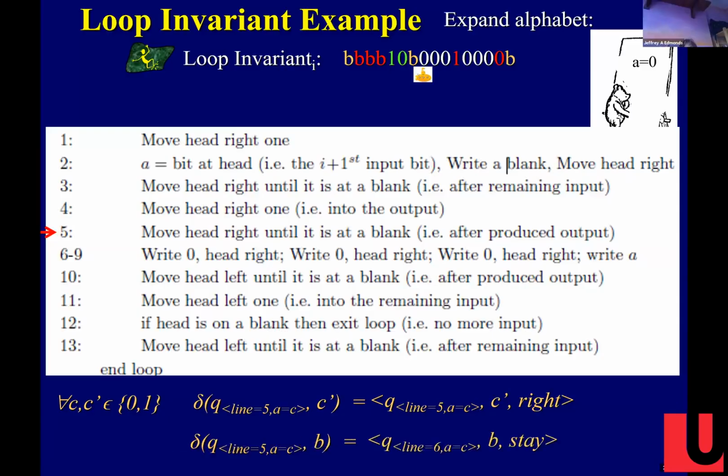Here is an example where I tried to make this easier by having it stay. I could have gone on to line 7, but instead to make it easier, I said if I'm in line 5 and I'm reading a blank, then I'm going to go to line 6 and I'm going to keep the head on the blank.